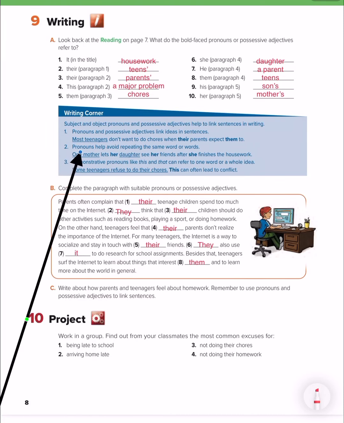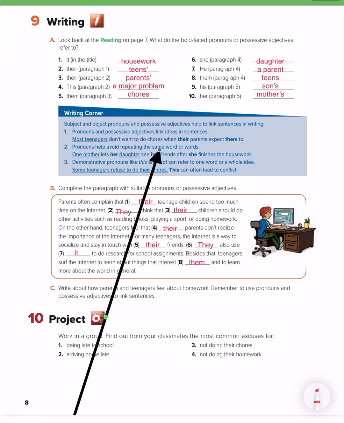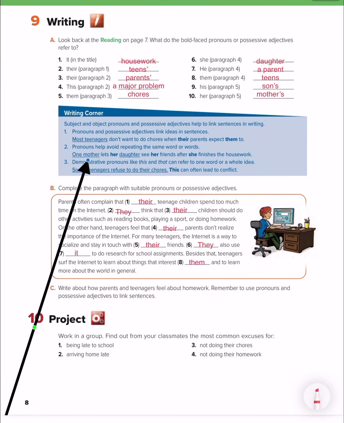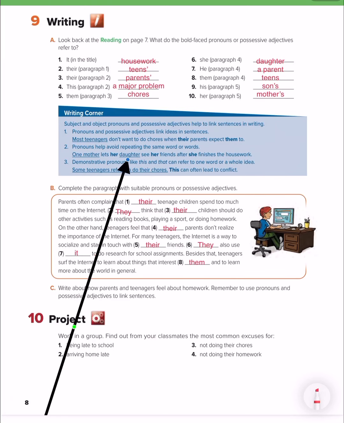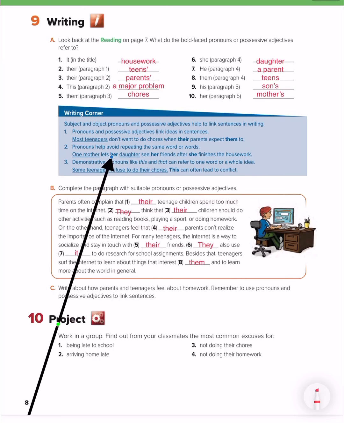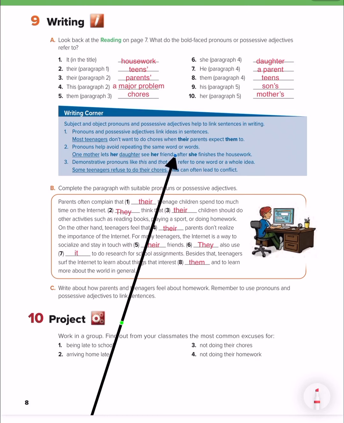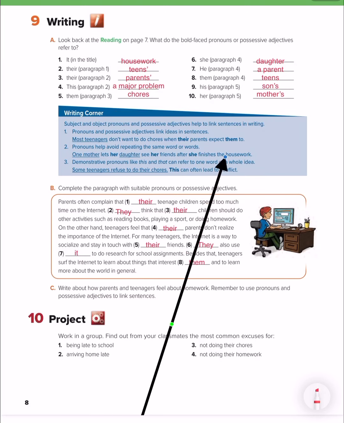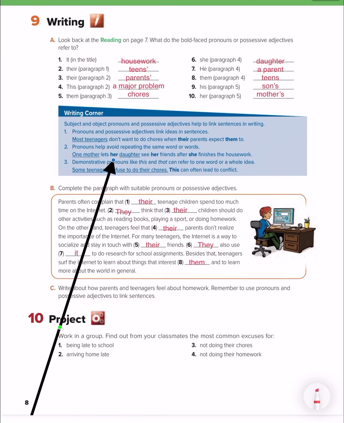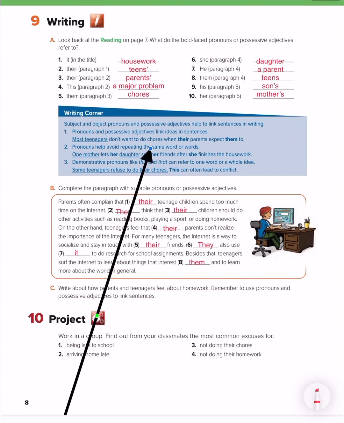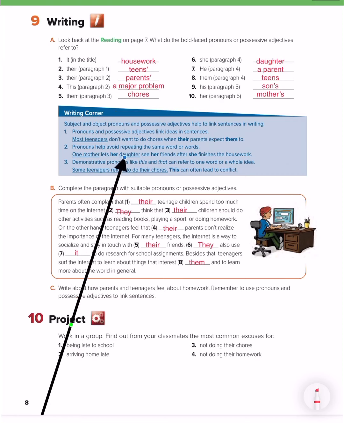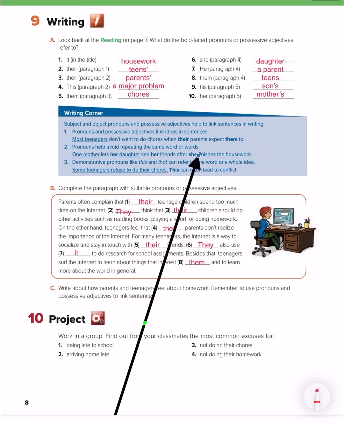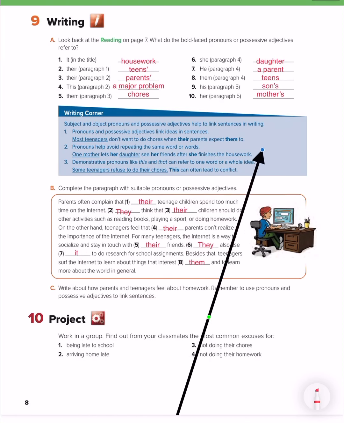Number 2, pronouns help avoid repeating the same word. One mother lets her daughter, okay, see her friends after she finishes the housework. So we can use it in a pairing. If you say she, so you can say her daughter, then her friends, then she finished, and so on.